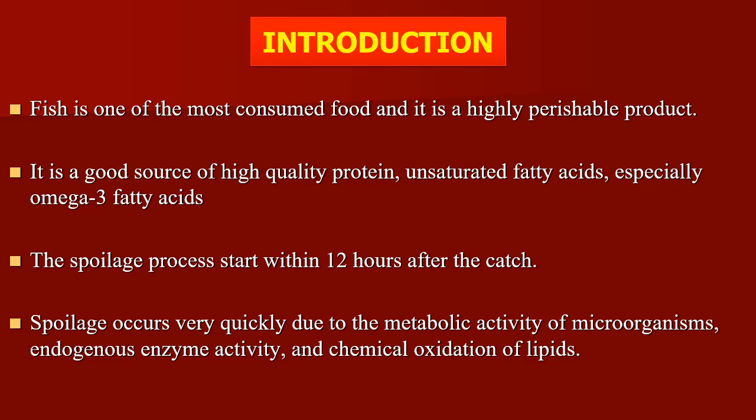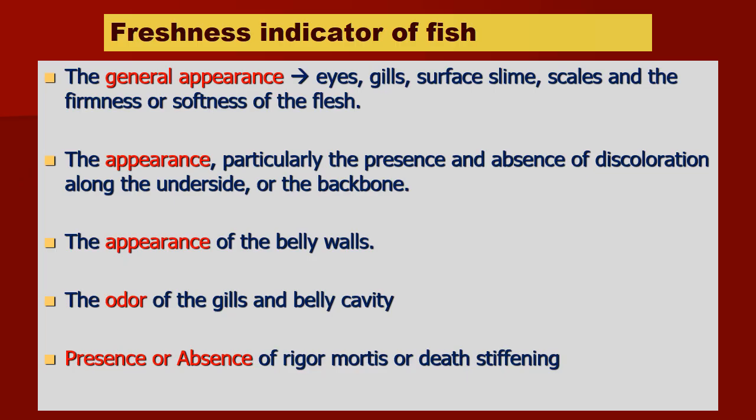So fish after catching, if it is not given proper protection, starts spoiling within 12 hours. This spoilage, as we have discussed thoroughly in earlier lectures, is mainly due to 3 ways. One is the metabolic activity of microorganisms and their enzymes, another is the endogenous enzymes in the fish, and the third is the chemical oxidation of the lipids. Since this lecture is focused on the testing of freshness or spoilage, first let us understand what the freshness indicators of fish are.